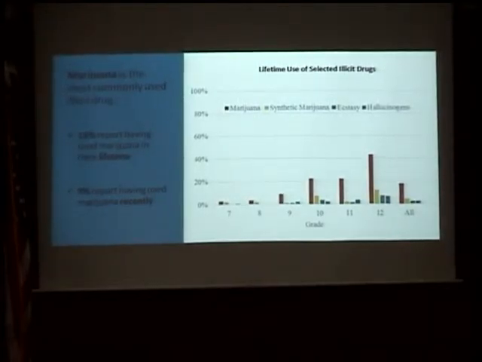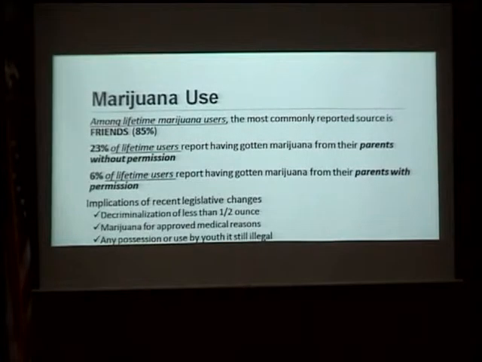Marijuana is the most commonly used illicit drug, and after that we have synthetic marijuana, and then ecstasy and hallucinogens. Marijuana, again, most common source is their friends. 23% of lifetime users said they get it from parents without permission. 6% have gotten it from their parents with parent permission. And what we're seeing with marijuana, we are seeing the rates going up in all communities. We are seeing some shifts, and that's because of some of the recent legislative changes that have occurred. In a few slides, I'll talk about the perception of harm.